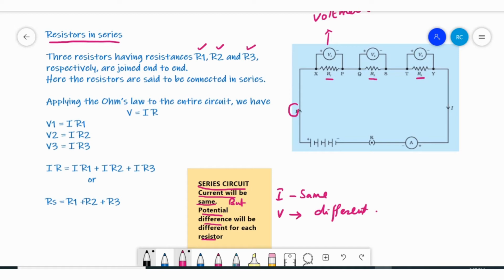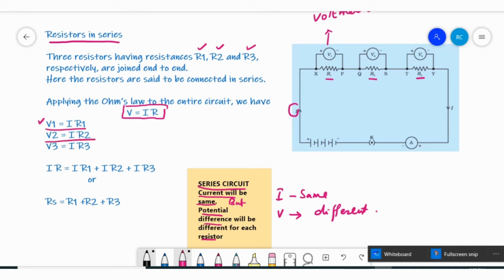Now, when you apply Ohm's law in this entire circuit, the equation is V equals I into R. For each potential difference, the resistance is different. So V1 is equal to I into R1, V2 is equal to I into R2, and V3 equals I into R3. If you add all these potential differences together, you will get IR equals IR1 plus IR2 plus IR3. When you cancel the common I, because the same current is flowing through the entire circuit, you will get the effective resistance RS.